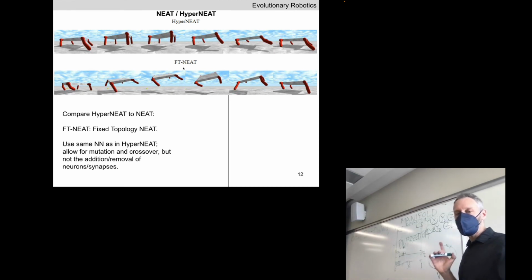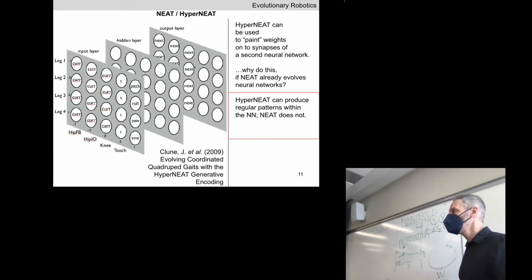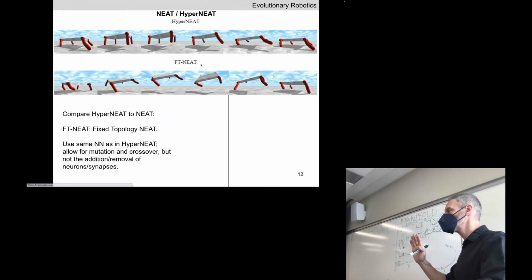Okay, so in this case, they came up with the following control, which they're going to nickname here FT-NEAT, which stands for Fixed Topology NEAT. So in this case, they're going to use the same neural network as in HyperNEAT. They're going to allow for mutation and crossover, but not the addition and removal of neurons and synapses. So they're going to directly evolve the weights of this network. So in FT-NEAT, there's no HyperNEAT, there's no CPPNs.